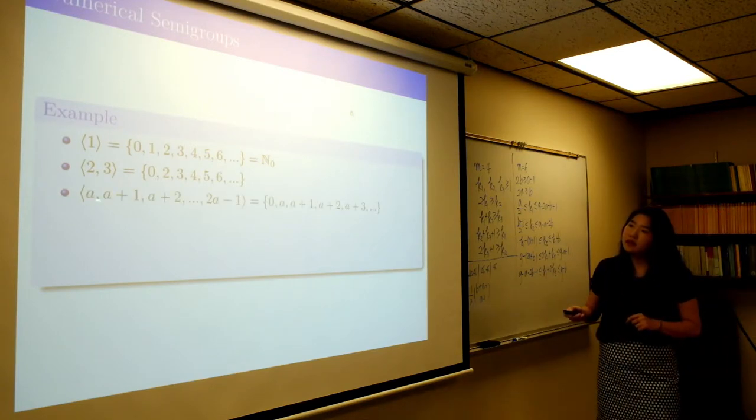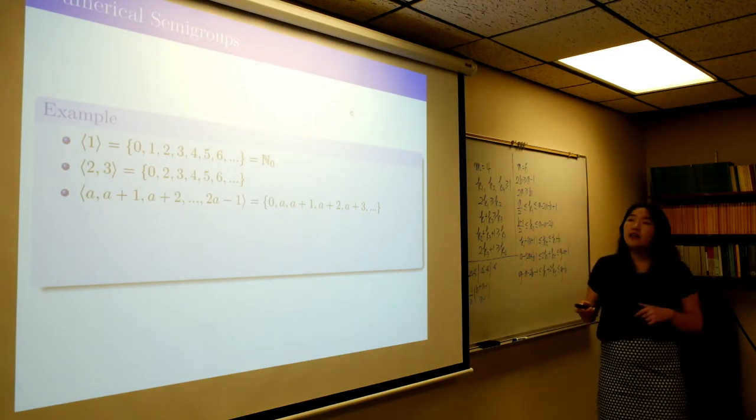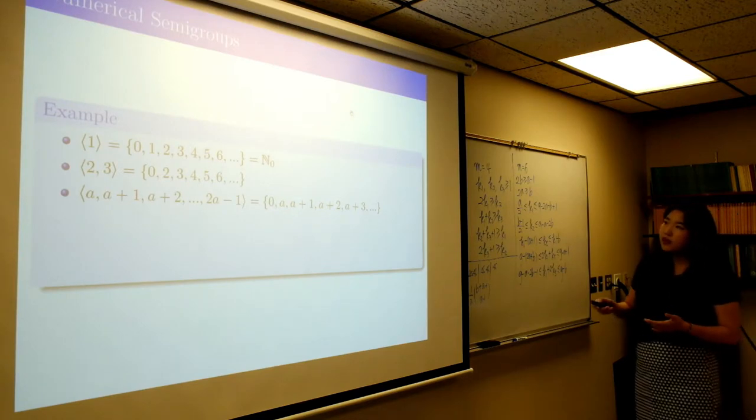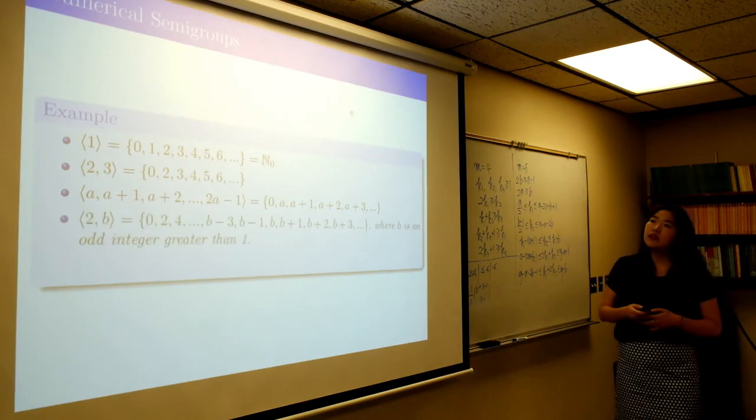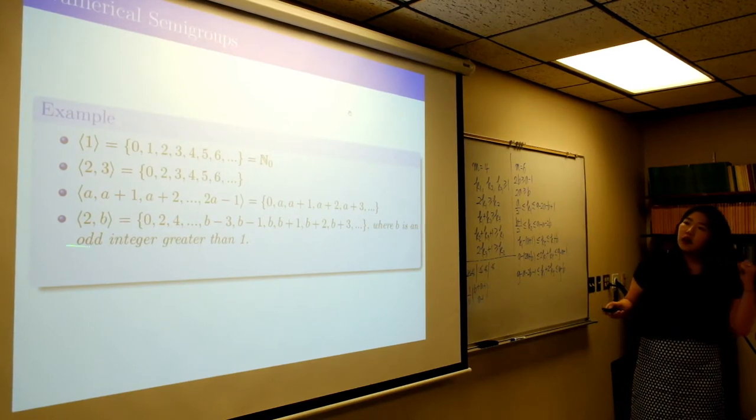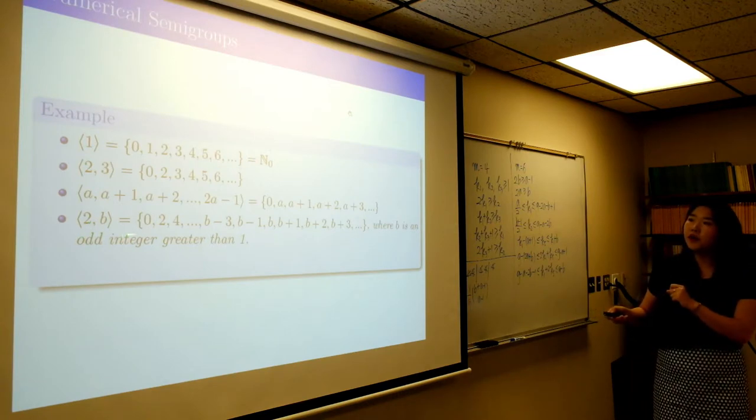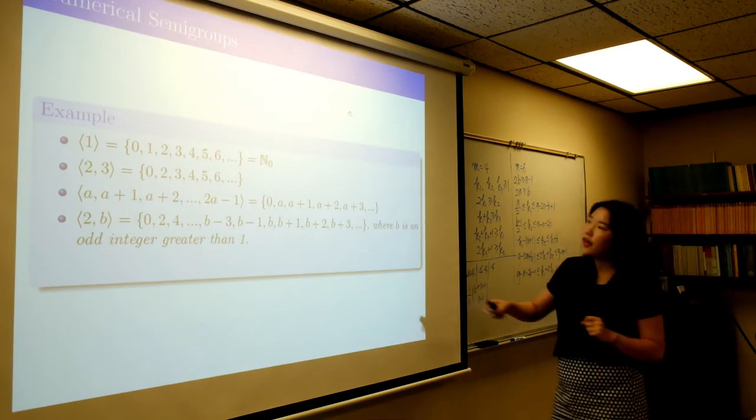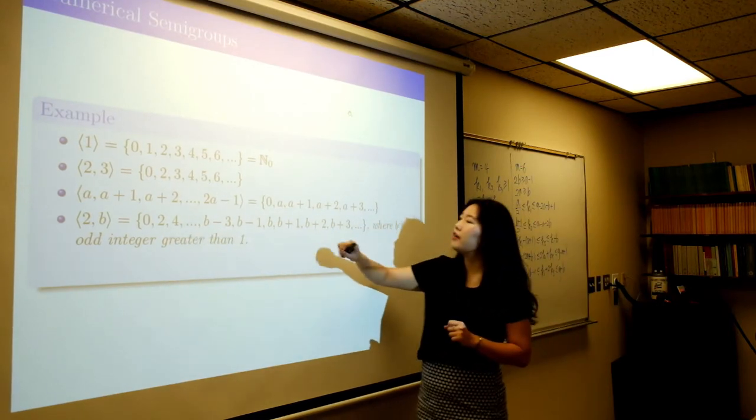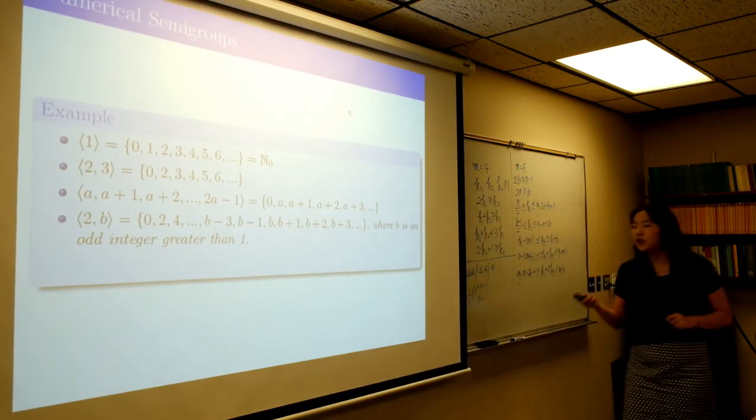And for this case, it is generated by a+1 up to 2a-1. Then it has all the numbers starting from a and 0. And another generalization of the second one is the numerical semigroup generated by 2 and some odd number b greater than 1. Then it has all the even numbers, and starting from this odd number, it has all the numbers greater than b.